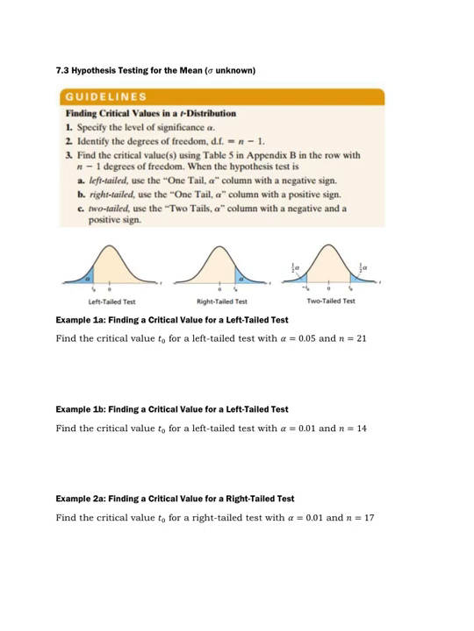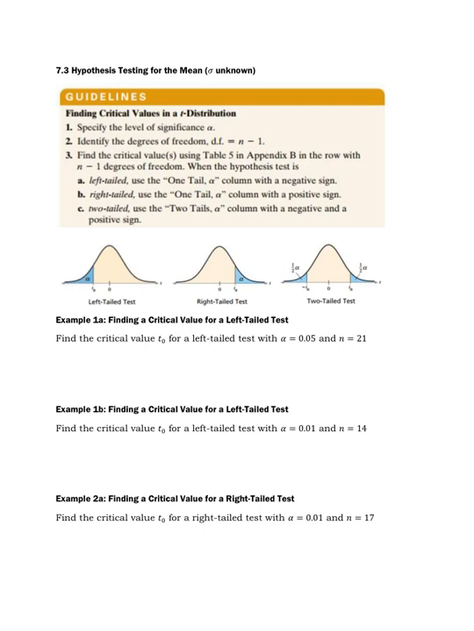So we've got our guidelines here. First, we specify the level of significance, which will be given to us. We'll identify the degrees of freedom, which, if you remember from chapter 6, is the sample size minus 1. We're going to find the critical values using the table in Appendix B, which I have attached to the notes for you guys, with the row of n minus 1 degrees of freedom. And then we've got some rules here. When the hypothesis test is left-tailed, you use the one-tail column with a negative sign. Whatever number is in the chart, you just put a negative in front of it. If it's right-tailed, you just use whatever number is in the chart with a positive sign. And if it's two-tailed, you use two tails, one with a negative and one with a positive, so you're going to have two critical values.